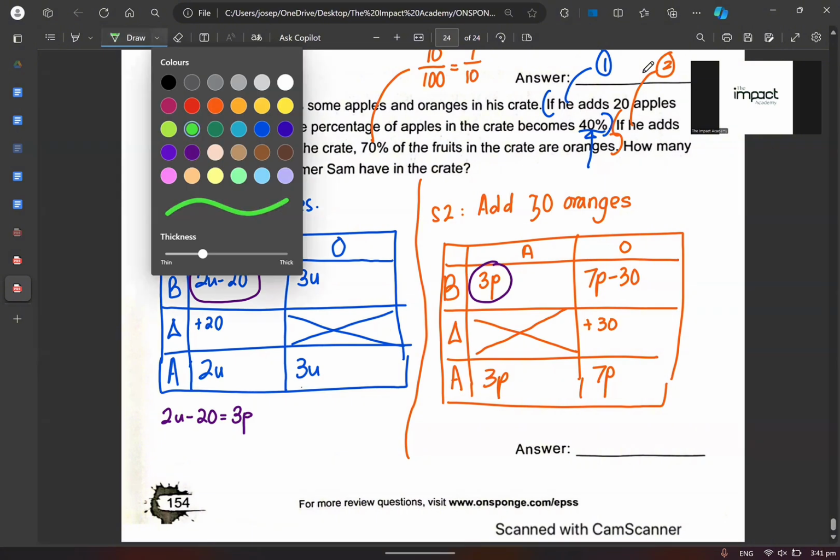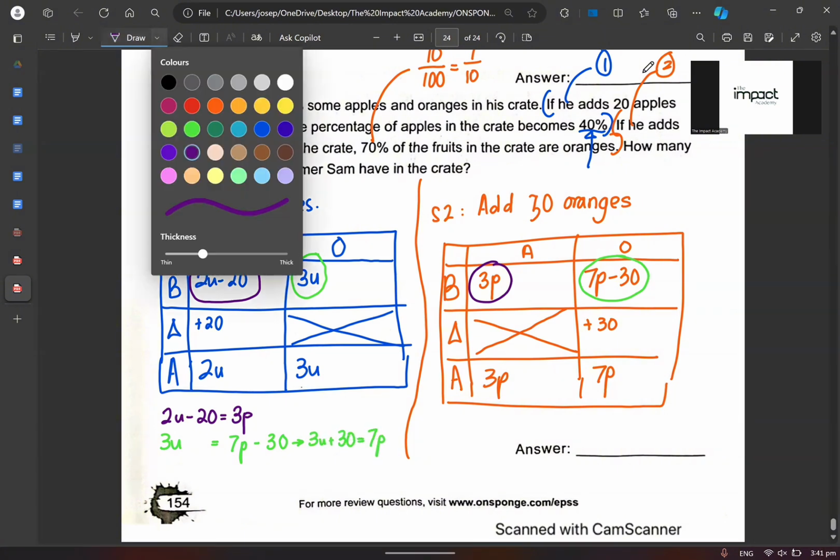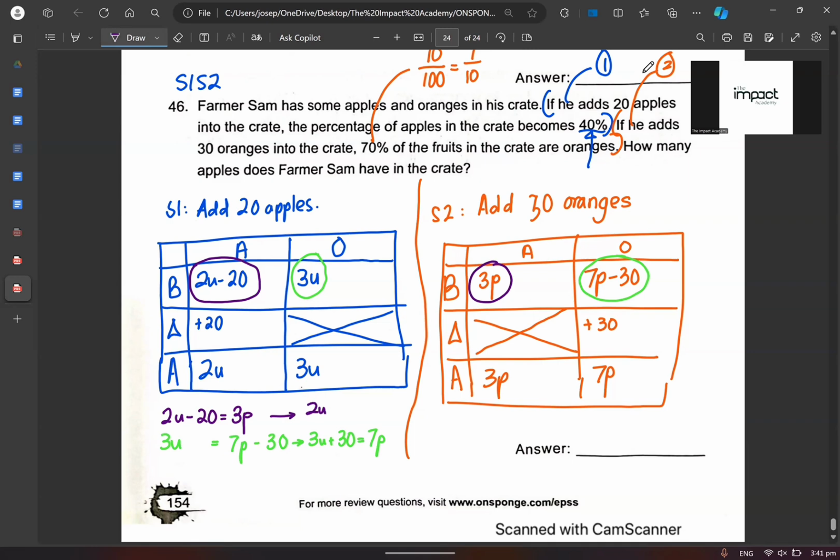Okay, then the second one is, I'm going to circle the ones in green. So purple with purple, green with green. We say 3 units is equal to 7 parts minus 30. Agree so far? All right, the 30 bring over. You go 3 units plus 30 is equal to 7 parts. Am I making sense here or not? 2 units minus 20 is equal to 3 parts. Okay, what is your job? Your job is to always make the parts the same.